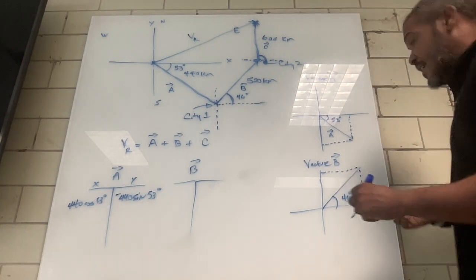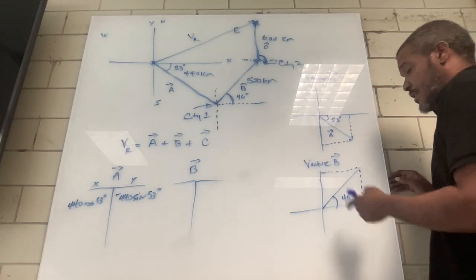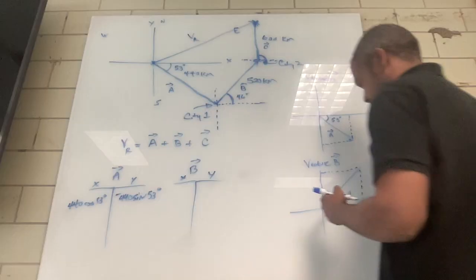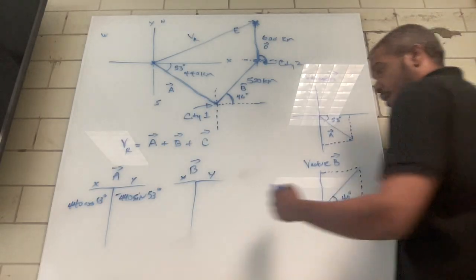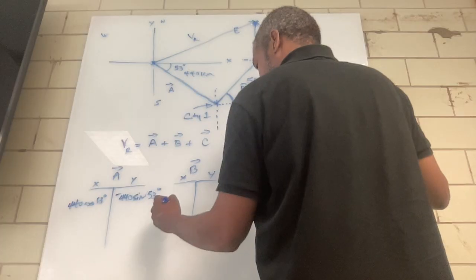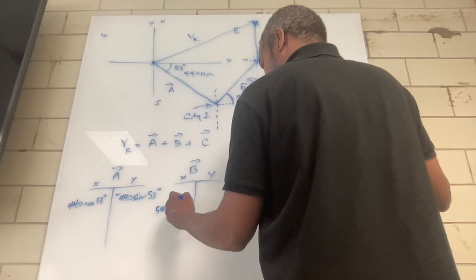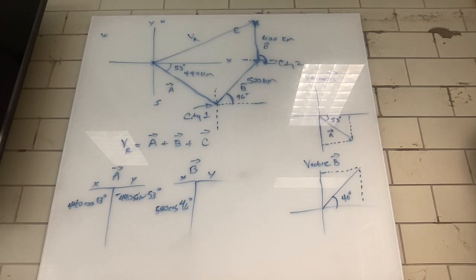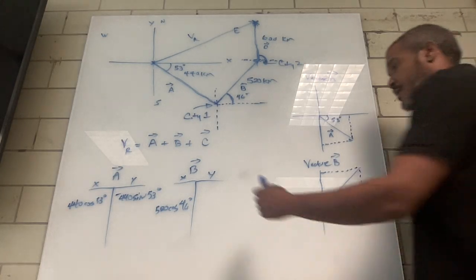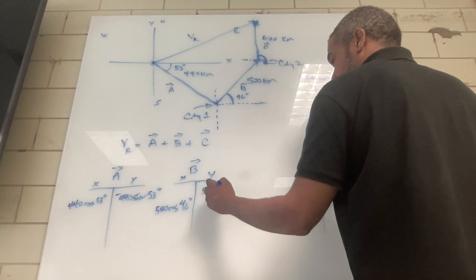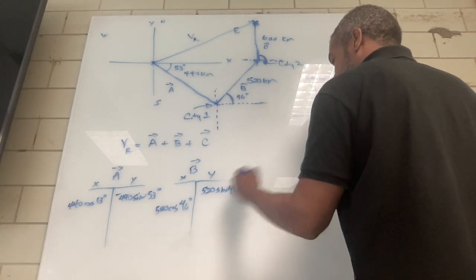520 times what? And that was the X or Y? X. That's the X? Right, so it's 520 times cosine of 46 degrees. That's the X component. And obviously the Y is what? 520 sine of 46 degrees.